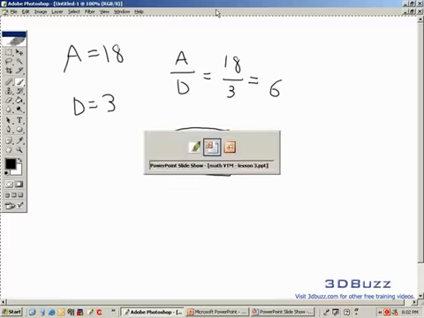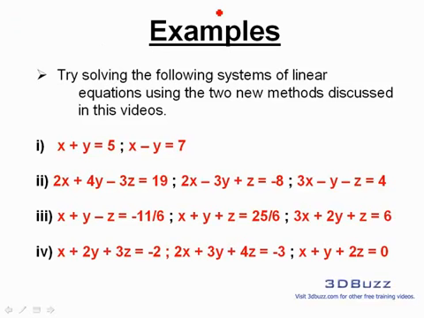And as I accidentally jumped to the slide prior, these are the examples we did at the end of lesson 2. So try giving those a go using some of the things you've learned from this lesson. Yeah, these 2 new methods.